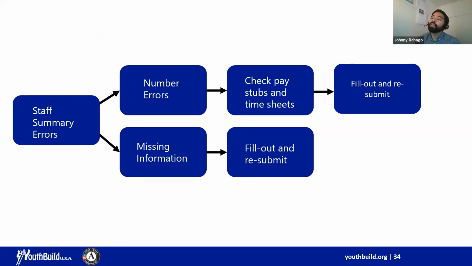If you have number errors, you go back and check your pay stubs. Is everything correct? Check your records to see if your timesheets are fine. Fill out that timesheet and that staff summary once again, re-upload and sign it again and submit it. And as far as missing information for fringe, all you have to do is go in there and enter those numbers and resubmit. So in our case, it's both. So it's a bit of a complicated situation.